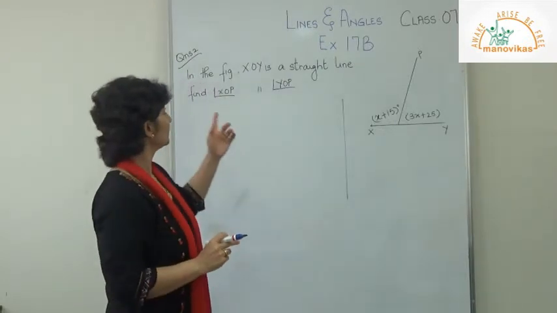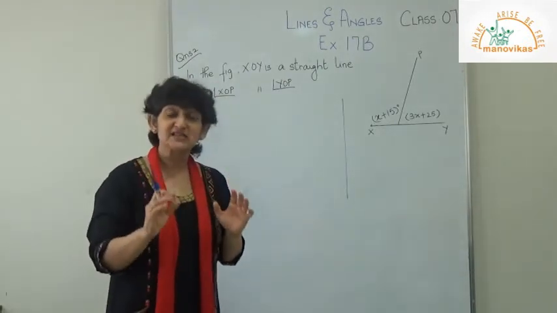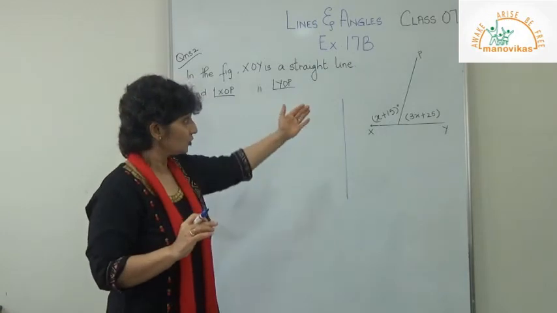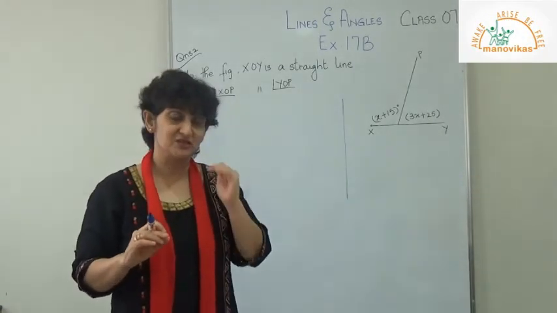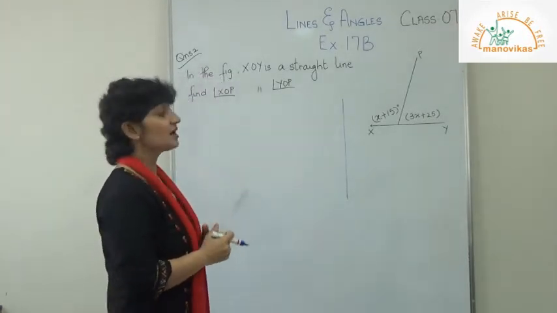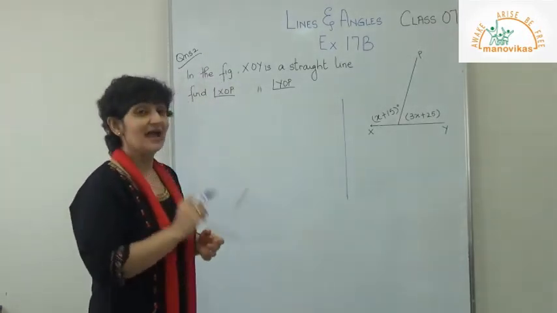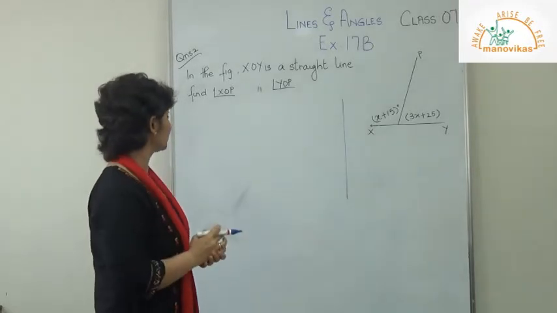Now, question 2, children. Now, please keep the textbooks in front of you, children. It may not be very visible, the figure. So, see that the textbook is with you. And now, let's read the question. In the figure, XOY is a straight line.